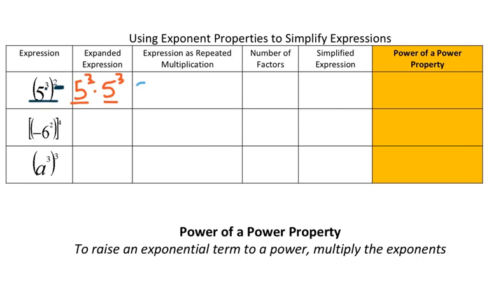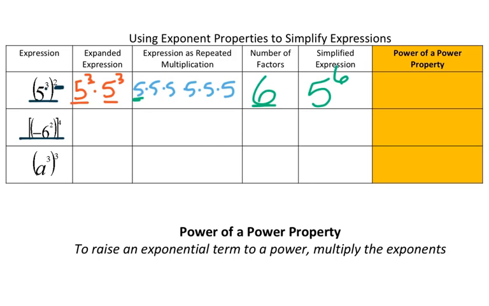Okay? Now I'm going to expand it further, and I'm going to do this next exponent. And what that means is 5 times 5 times 5 times 5 times 5 times 5. Got it? So there are 6 factors. And so now I know that it's 5 to the 6th power. That's what that expression means. Okay, so let's look at the next one.